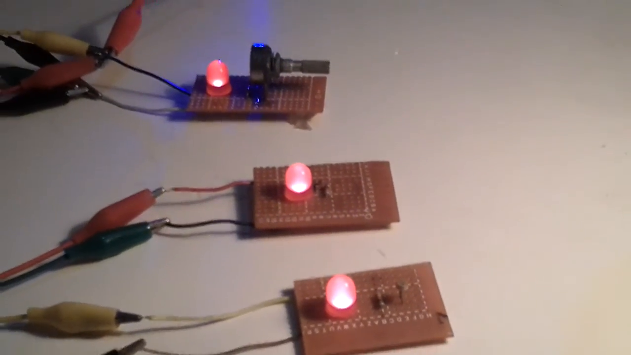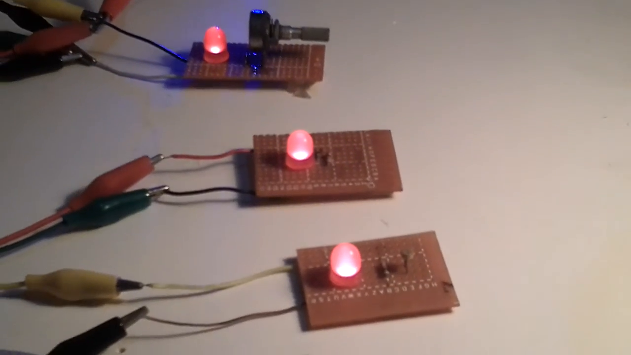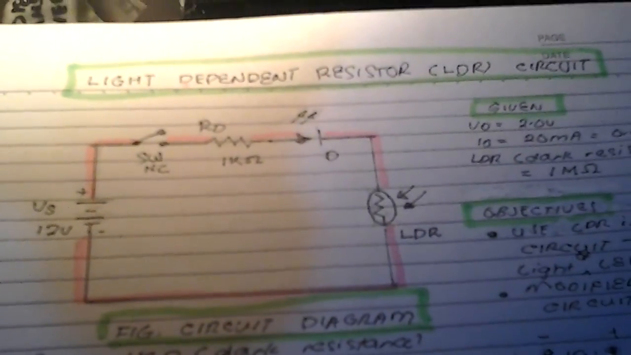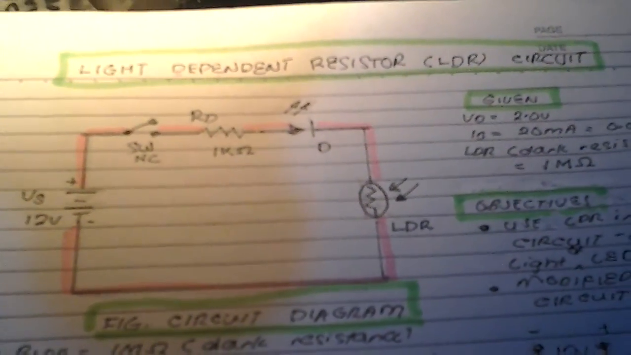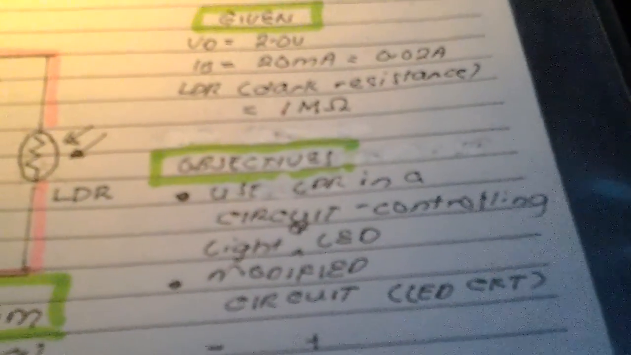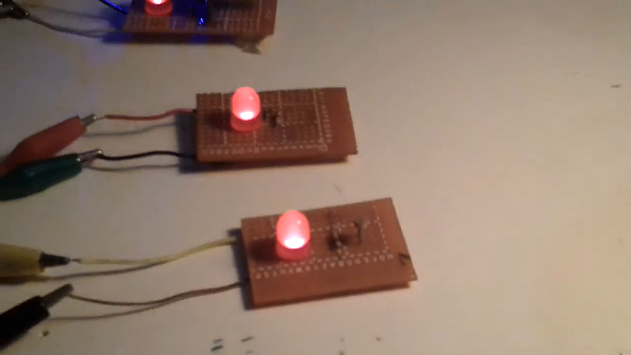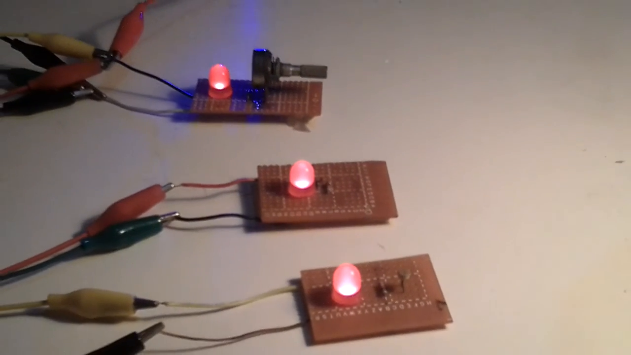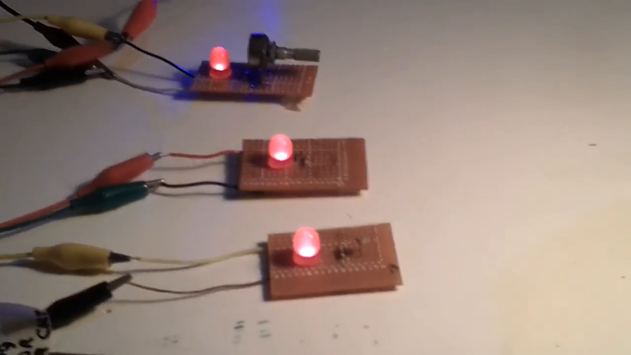And since this is a circuit built by my friend, I'm going to analyze it with you. Let us see the circuit. This is the circuit diagram. And the objective of the video is to use an LDR in the circuit for controlling the light of the LED. So we're going to control the light of the LED here. We're not going to reverse engineer it.